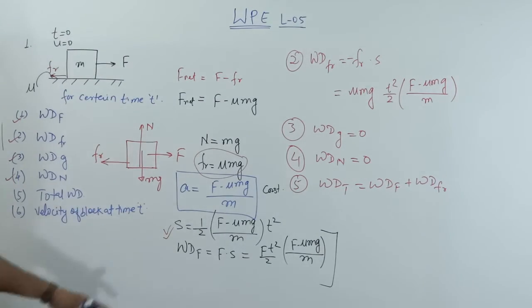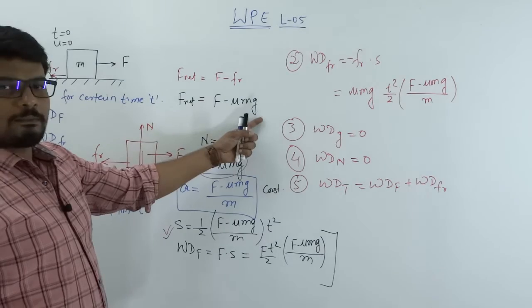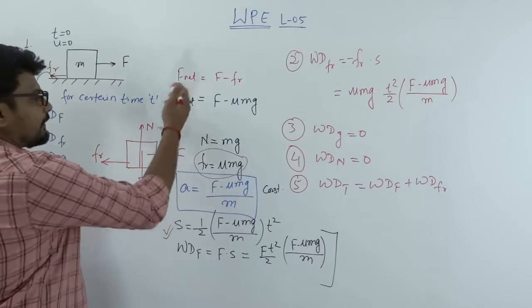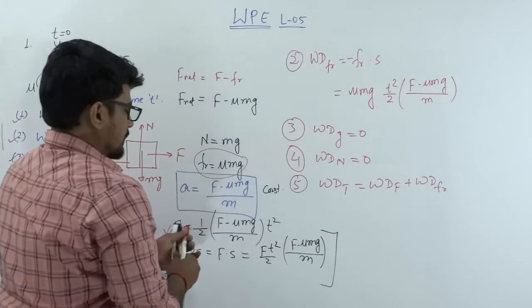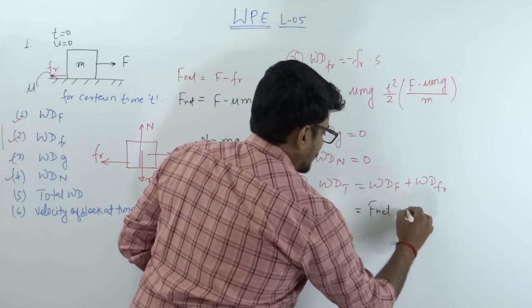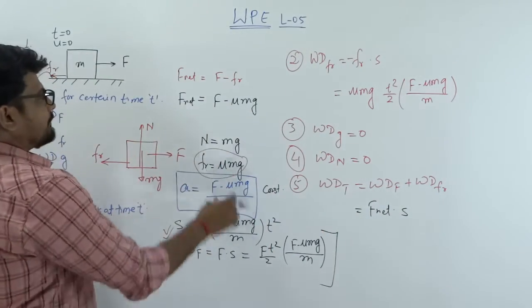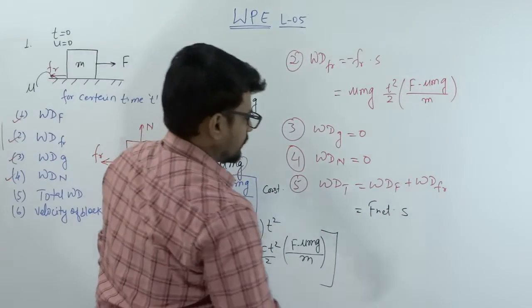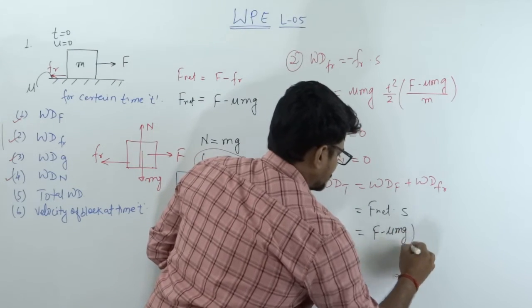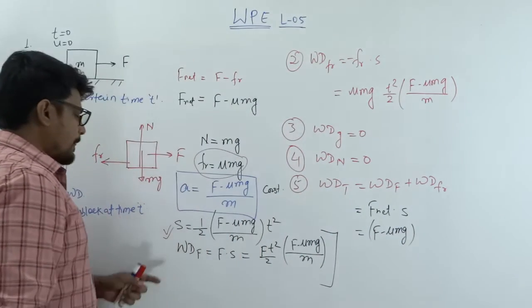Net force निकाल लेंगे। Net force is how much? F minus mu mg, and the displacement is how much? This much. So the net work done could also be found out as F net into the displacement. अपने पास F net कितना है बच्चों? F minus mu mg, तो निकल जाएगा F minus mu mg, and the displacement is how much?